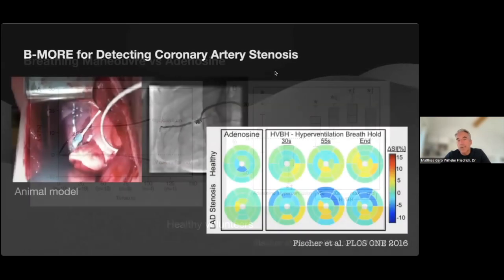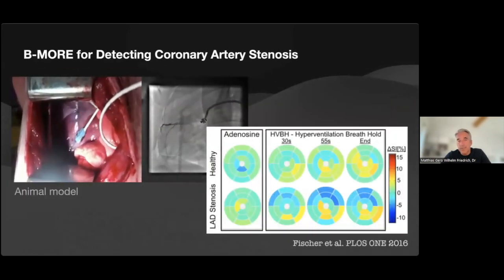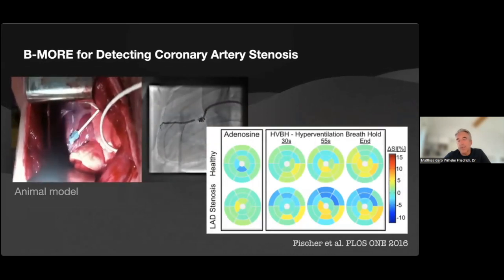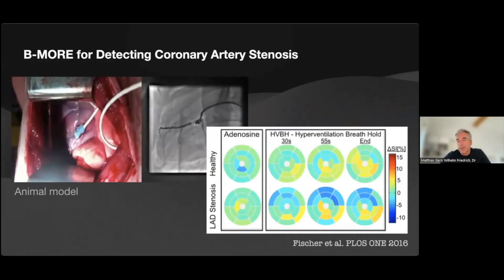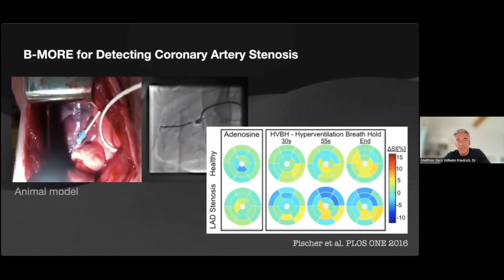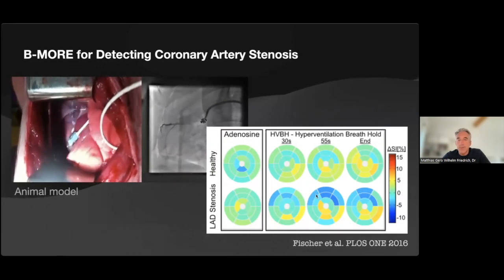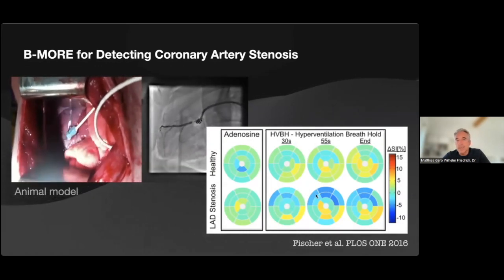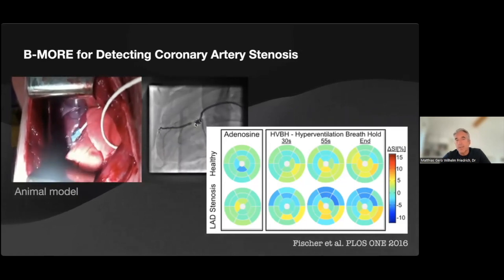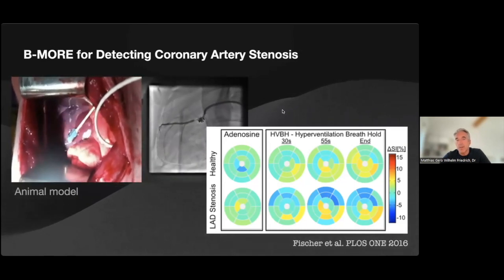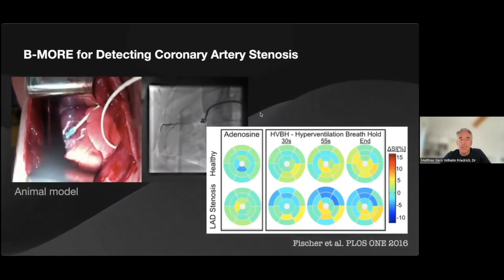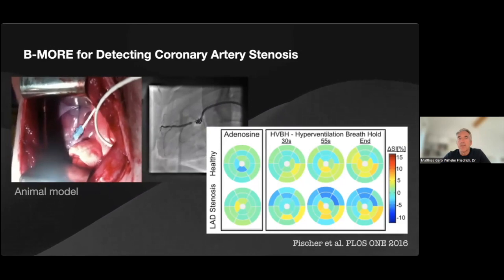And then we went ahead and did some animal studies where we induced coronary artery stenosis and performed the breathing maneuver in anesthetized pigs, and could show that the breathing maneuver can actually elicit a difference that, again, when compared to adenosine, was at least as strong, if not stronger, and allows to identify the area that is subtended by the coronary artery stenosis, and that correlated with the FFR and was a clean experimental proof.